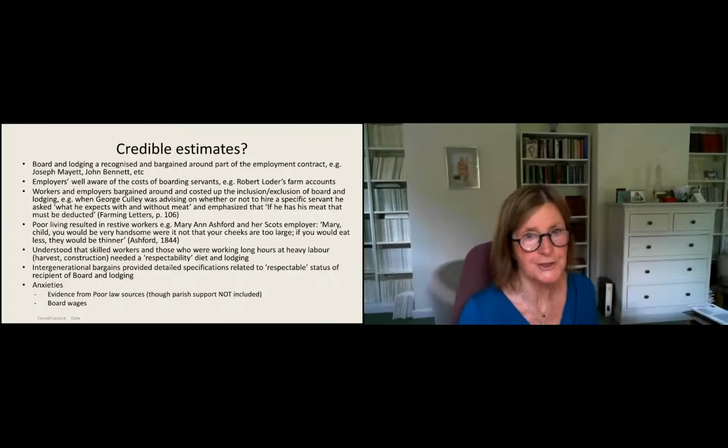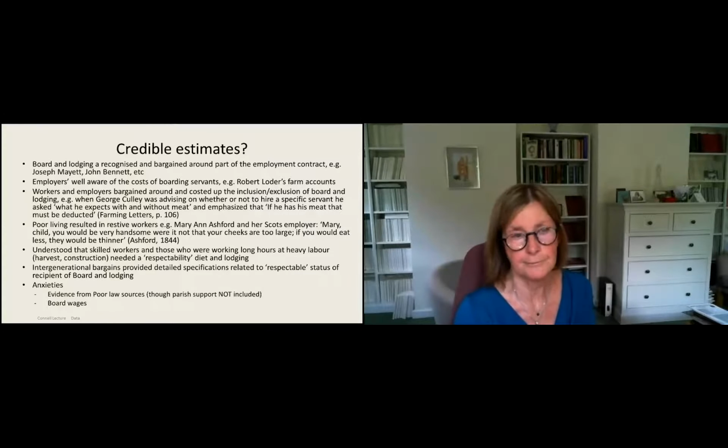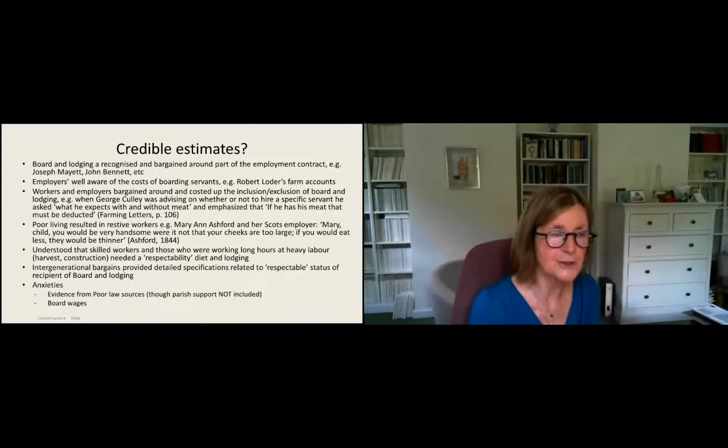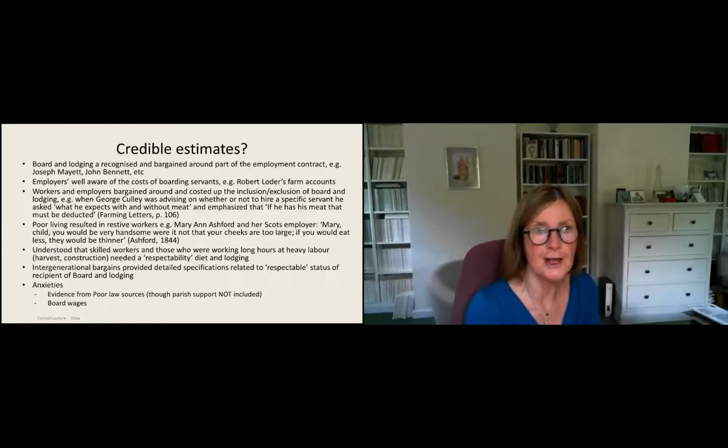If we look, for instance, at the autobiographical accounts of workers, we find them often discussing board and lodging and how it was valued and whether there was a fair bargain with employers. So John Bennett, for instance, when he was an apprentice, was persuaded by his employer to live in, partly to reduce the costs of getting him going in the morning. But John Bennett did not like the food that was provided. And so he eventually negotiates with his employer to live out as an apprentice and receive a higher wage, which he then thinks he can use to buy a better standard of living.